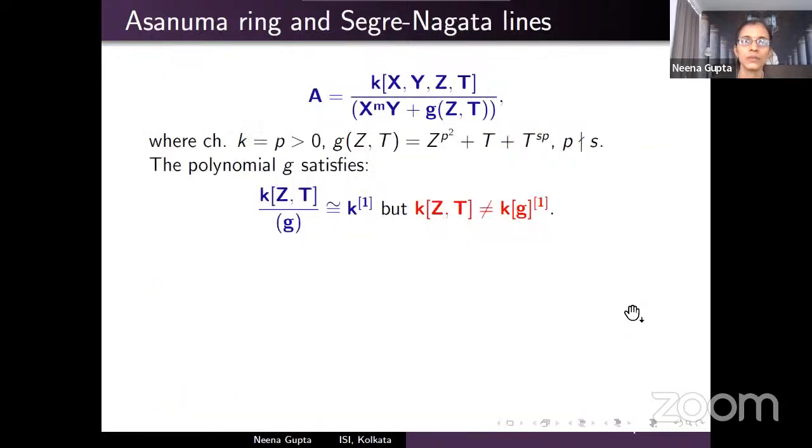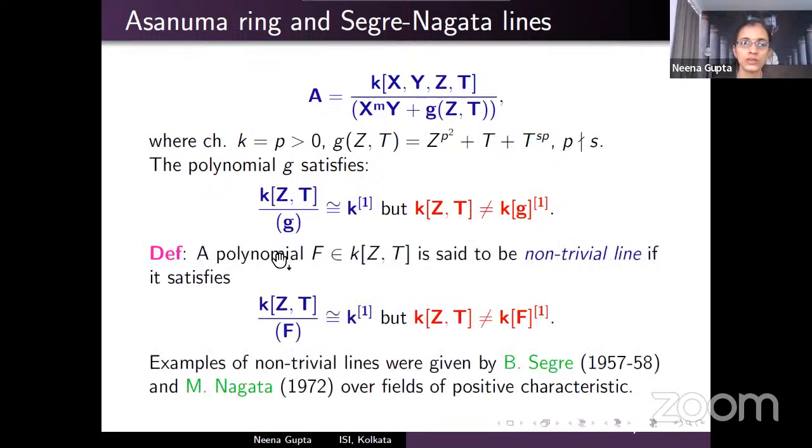Now let me come back to this Asanuma ring again. Asanuma's ring is of special type. You can see it's a linear polynomial in Y plus a polynomial in G, Z and T. And this polynomial G satisfies a special property, that is, G defines an affine line. That is, if you mod out by G, then it's a polynomial ring in one variable, but G itself is not a coordinate in the polynomial ring k[Z,T]. For example, if you take G equal to Z, then Z is a coordinate and Z will satisfy this. But this polynomial G is, of course, not a coordinate.